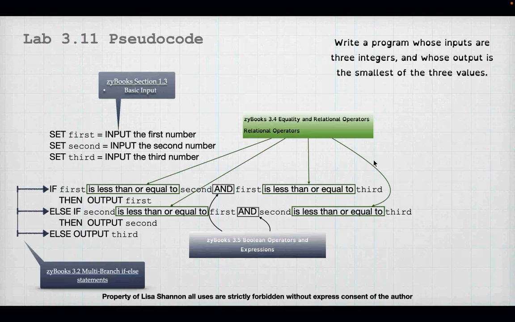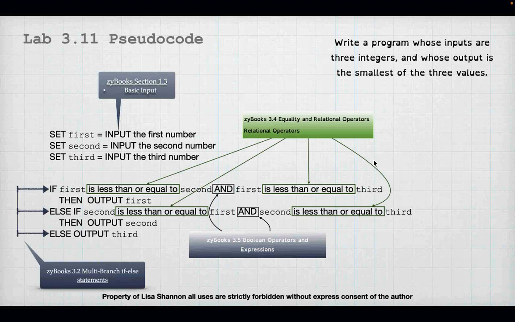Basically, you've got first, second, and third. Those are your three numbers, and you're going to say, if first is less than or equal to second, and first is less than or equal to third. So I'm going to take my first number and see if it's the smallest number right off the bat. If both of those expressions evaluate to true, then you're going to output that first number.